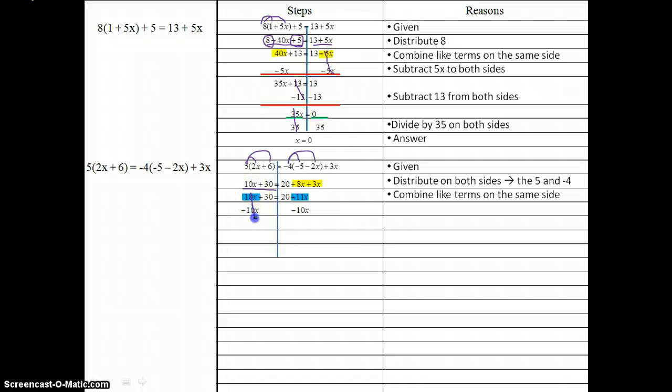That's going to cancel this out. And we are left with 30 equals 20 plus x. Remember, x and 1x are the same thing. Now we're just going to solve. We're going to subtract 20 from both sides. That's going to cancel that out, and we're left with 10 equals x. Again, you can rewrite that as x equals 10 if you'd like. Okay, and that is our answer.